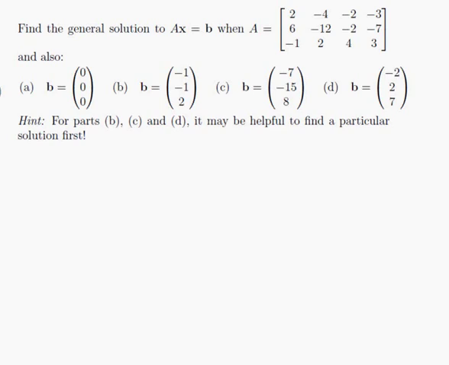Find the general solution to AX is equal to B when A is equal to this matrix here, and also B is equal to each of these four options. Hint: for parts B, C and D, it may be helpful to find a particular solution first. Alright, well, let's understand the question first. What does general solution mean? General solution to this matrix equation.